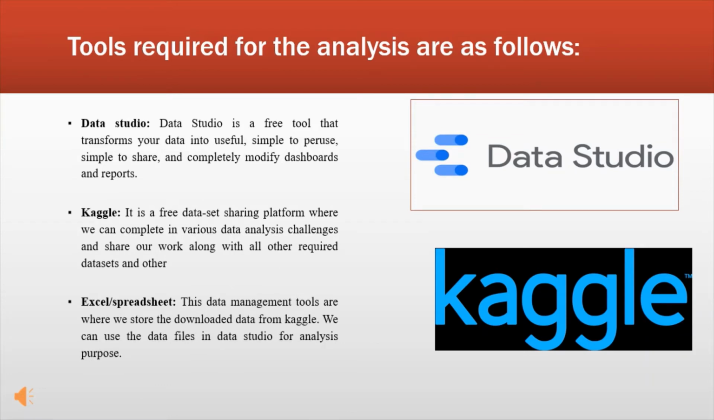Tools required for the analysis are as follows. The three main tools that we will be working on are Kaggle, basically to get a dataset, Data Studio, and a spreadsheet. The spreadsheet will basically contain the data that we will be downloading through Kaggle, which is the liver dataset, and you can get the dataset on Kaggle. And Data Studio is where we will be doing the analysis work.